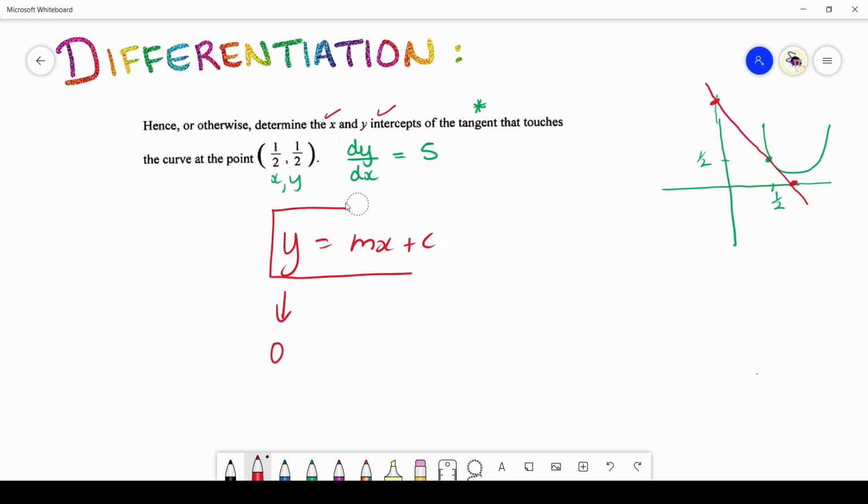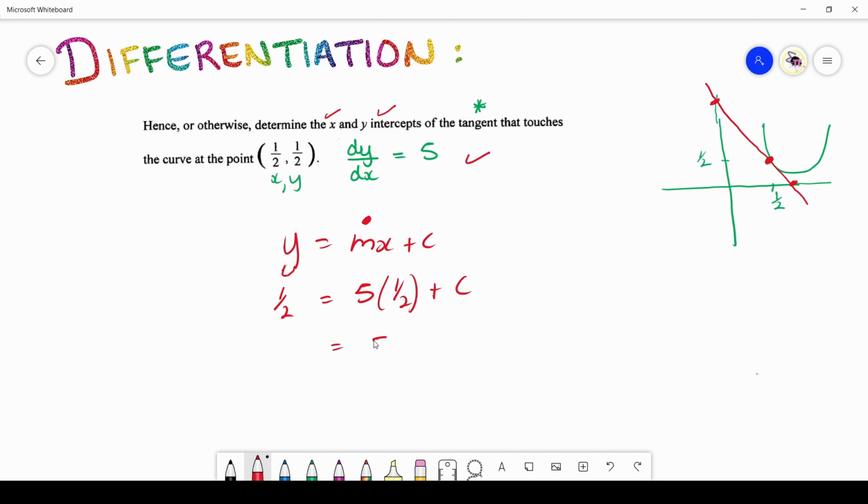Now, every straight line takes the form y equals mx plus c, but do we have the juice required to find that equation? Well, if you think about it, when a tangent is touching a curve at a particular point, tangents actually have the same gradient as the curve at that point. So therefore, it means that this value of m here is actually 5, the same as the gradient of our curve at that point. So we have one value, we have 5. What about x and y? Now, because our straight line is passing through that point (a half, a half), we can actually use those coordinates for our tangent, right? And guess what? Very nice and sweet, we can find c.